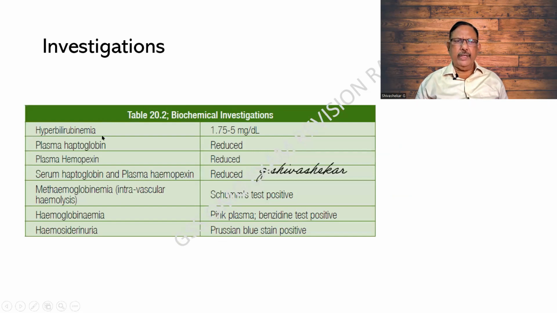The general biochemical test will be hyperbilirubinemia. Plasma haptoglobin and hemopexin are reduced. And methemoglobinemia, and Coombs test will be positive. Hemoglobinemia, there is a pink plasma because of hemolysis. And hemosiderinuria, Prussian blue staining is positive in the tissues of the bone marrow.